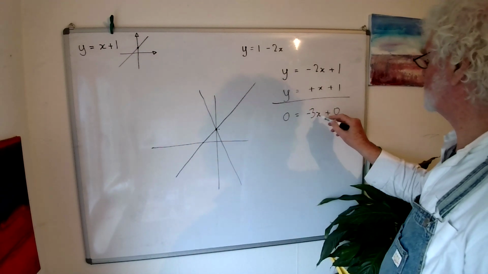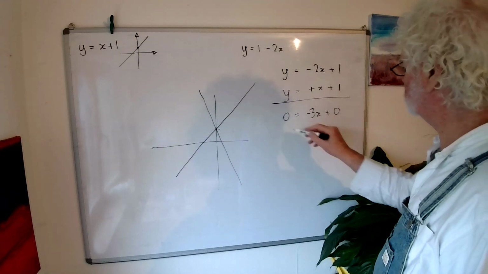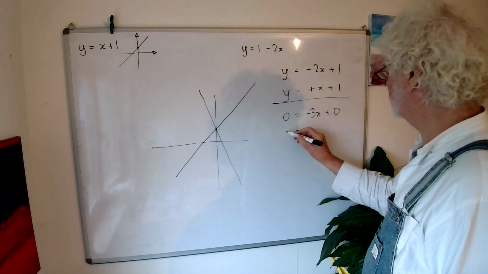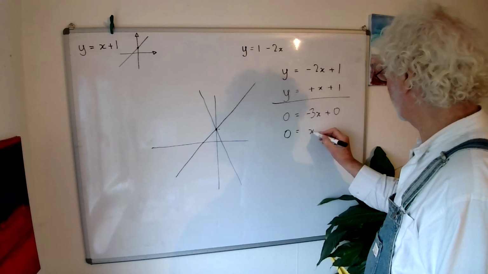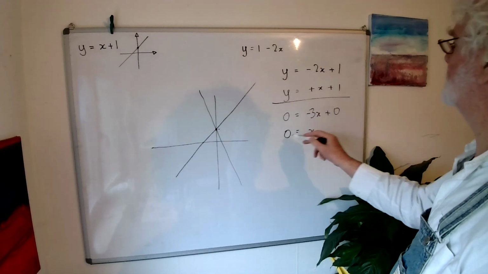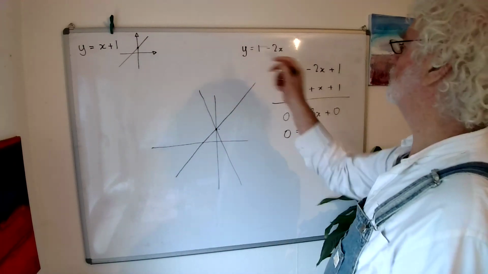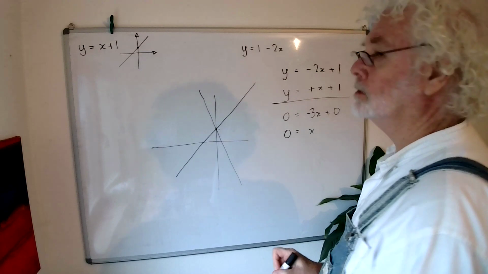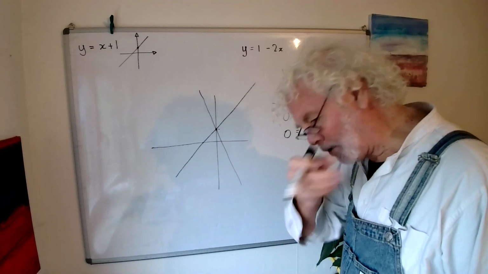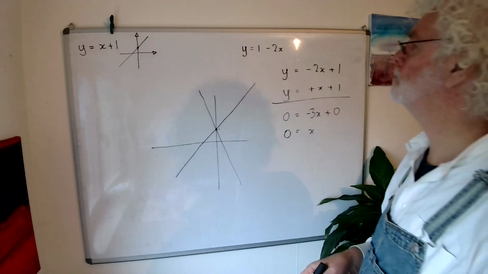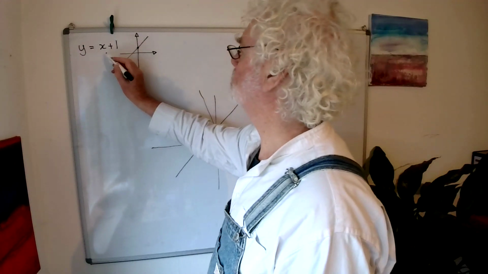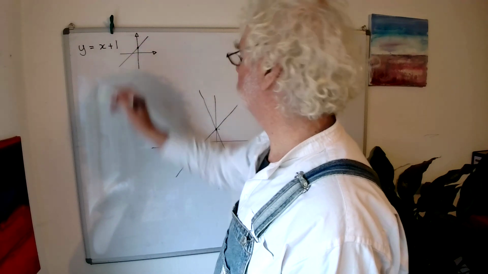In other words, minus 3x equals 0, so divide this by minus 3 and we get x equals 0. Then we put this x equals 0 into one or other of the equations to get the value of y. Of course we need both values. So x equals 0, y equals 1.